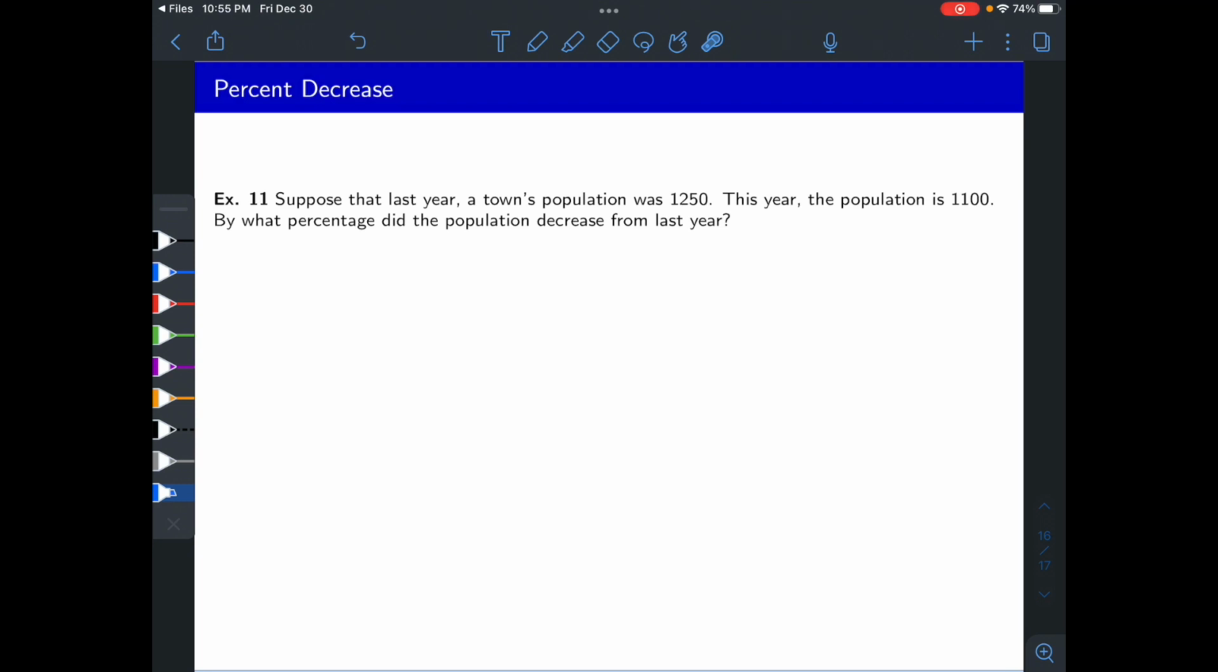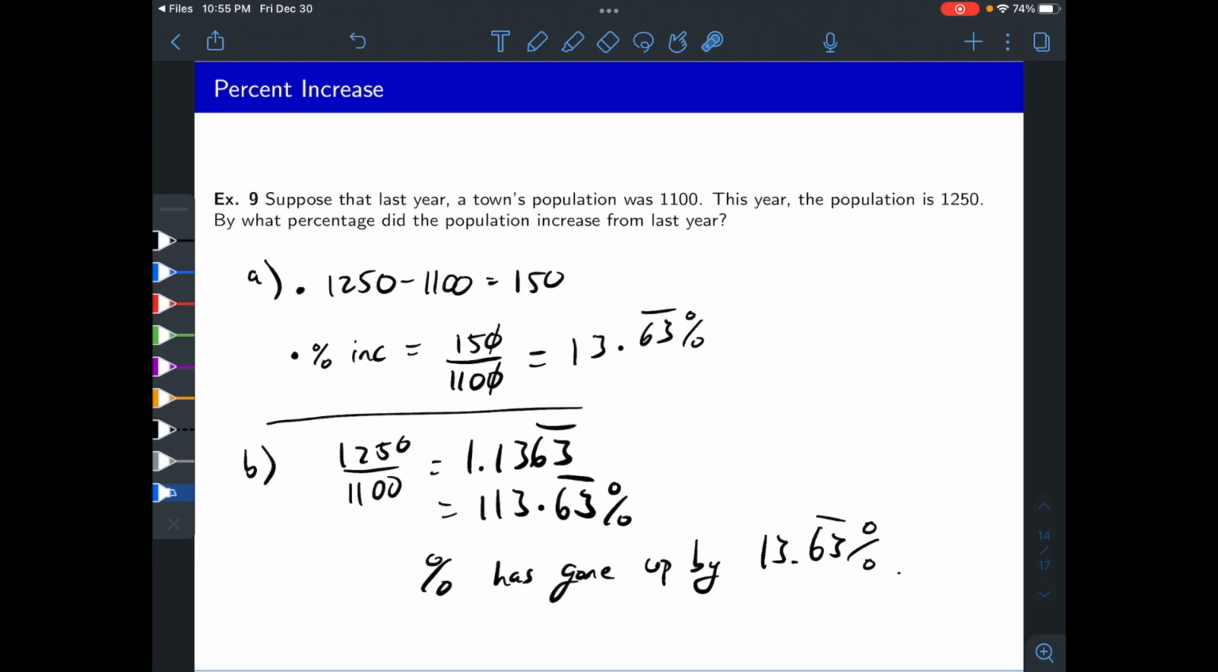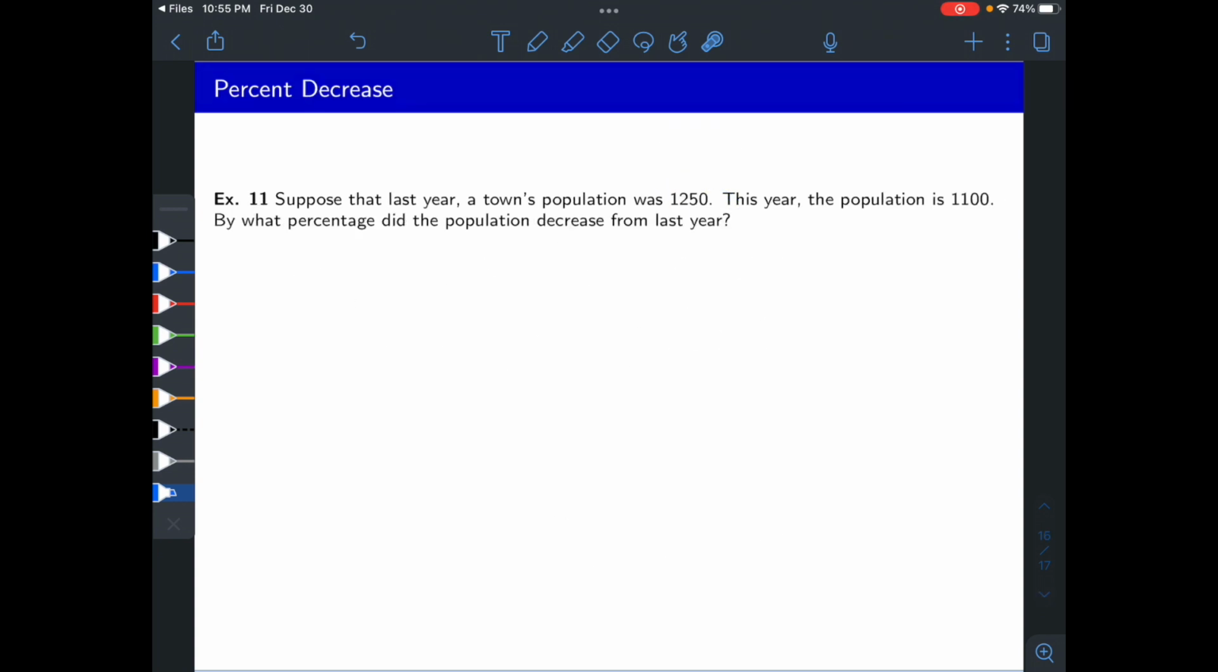So this is almost exactly the same as this one, same numbers and everything. And this was intentional because I want to highlight that you need to pay attention to what the base is in these problems. So the base is always going to be what you started with previously. So here the population is going down from 1250 to 1100.